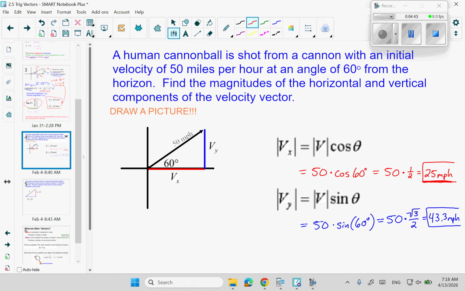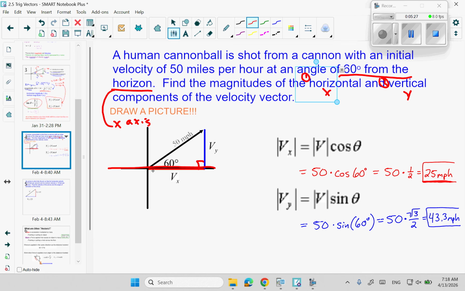A human cannonball is shot out of a cannon with an initial velocity of 50 miles per hour at an angle of 60 degrees from the horizon. Find the magnitudes of the horizontal and vertical components of the velocity vector. So find the magnitudes of the horizontal, aka the x, and the vertical, the y, of the velocity vector. From the horizon means from the x-axis, because the x is horizontal, so that's why the 60 is right there, and this is 50 miles per hour.